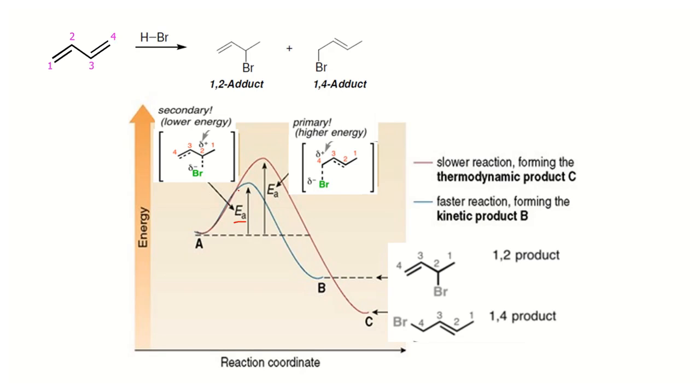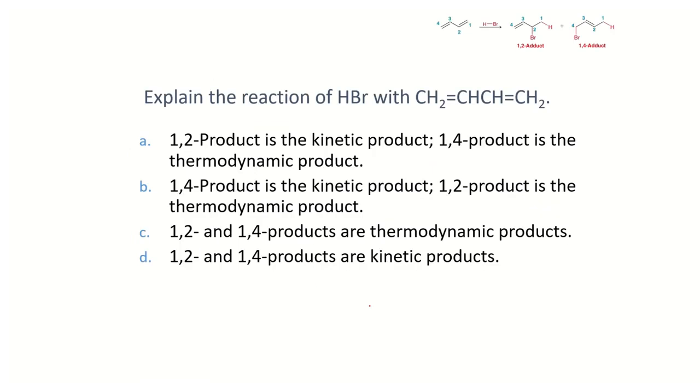At low temperatures, you can see that we end up with this dominating. And of course, at high temperature, we have this dominating. Here's a question you can ask yourself, and it's obvious that the 1,2 is the kinetic and the 1,4 is the thermodynamic.